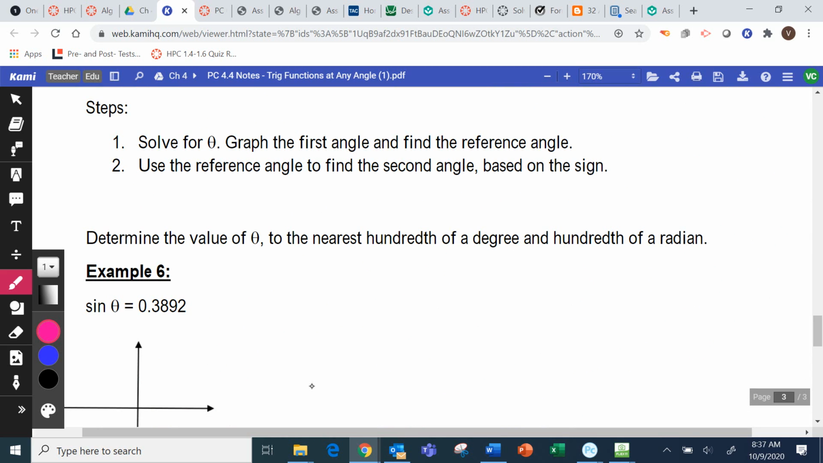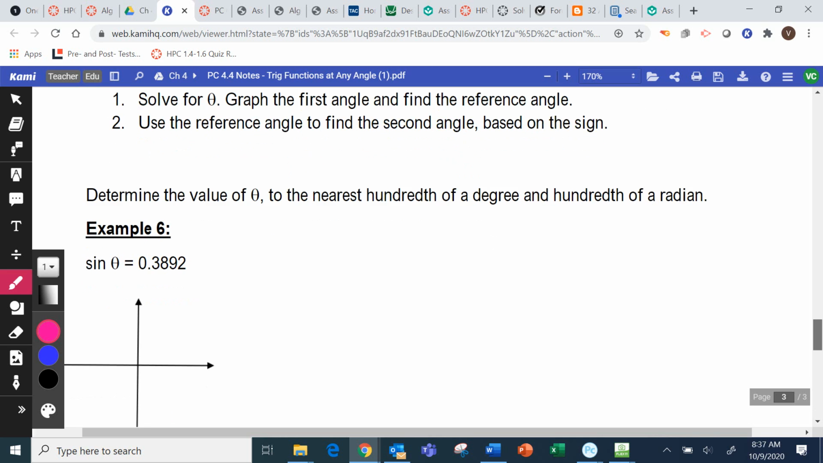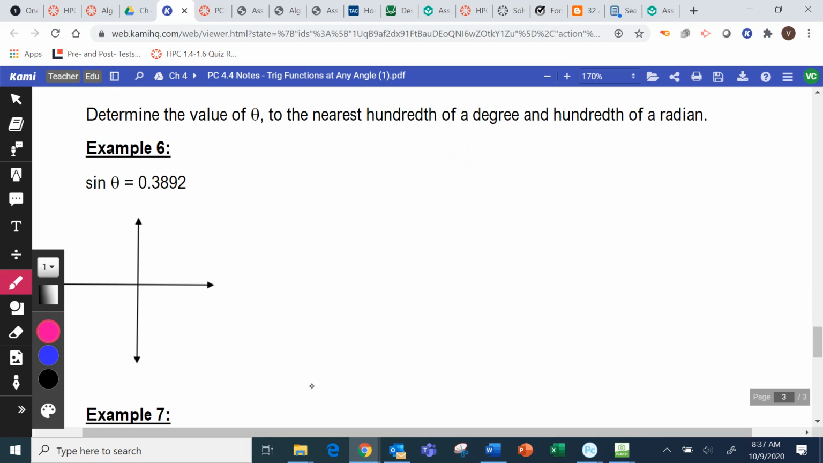All right, the last section is going to be the exact same stuff we did, only they are not special. So we have to use our calculator. Exact same stuff, but they're not special. We are going to determine the value of theta to the nearest hundredth of a degree, hundredth of a radian, when sine of theta equals 0.3892.